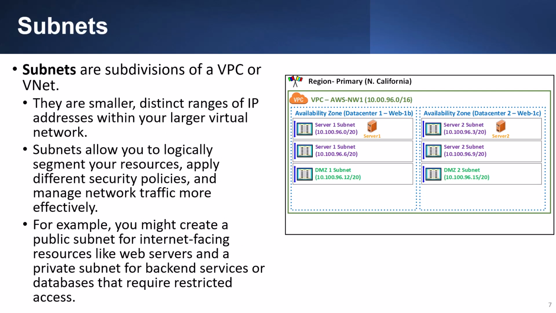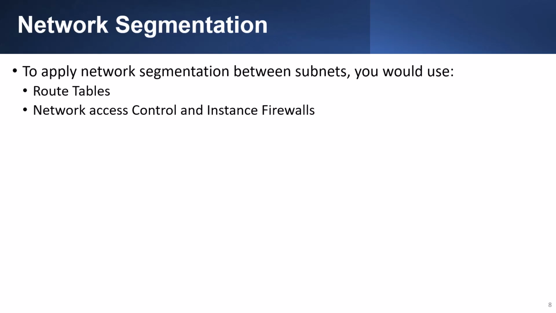Subnets are subdivisions of a VPC or VNet. They are smaller, distinct ranges of IP addresses within your larger virtual network. Subnets allow you to logically segment your resources, apply different security policies, and manage network traffic more effectively. For example, you might create a public subnet for internet-facing resources like web servers and a private subnet for back-end servers or databases that require restricted access. To apply network segmentation between subnets, you would use route tables, network access control lists, and instance firewalls.